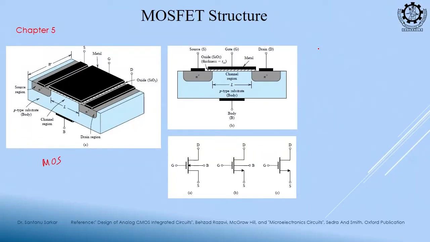So, we have already discussed BJT, bipolar junction transistor, and today we will discuss MOSFET. What is the full form of MOSFET? Metal oxide semiconductor field effect transistor, right.